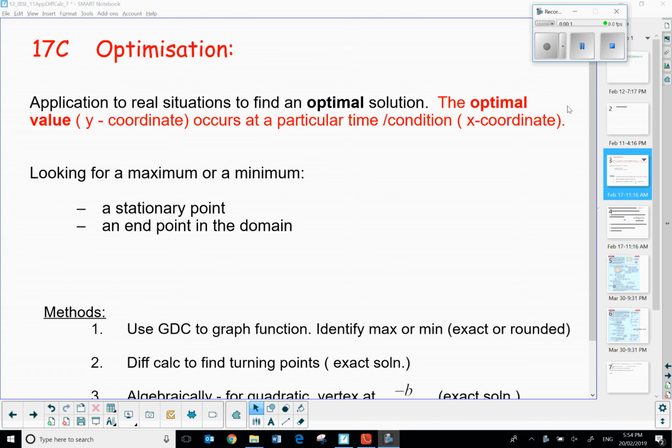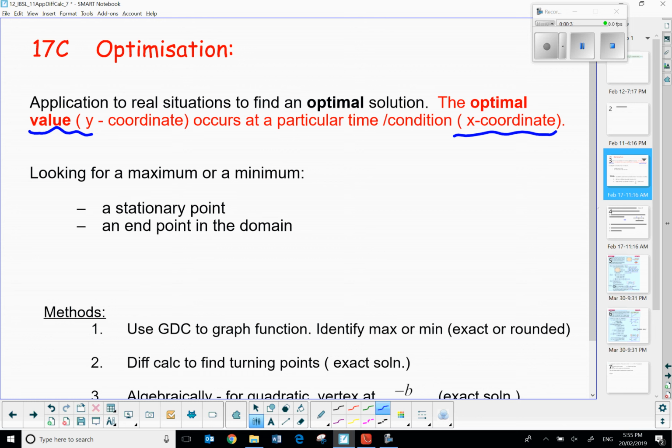Anyway, optimizing, we're trying to find obviously the optimal solution. The optimal solution is going to be a Y value. What gives us the maximum Y or a minimum Y? And that will occur at a particular time or condition. That's our X coordinate. So remember, that's our optimum value. The X coordinate is when it's happening.